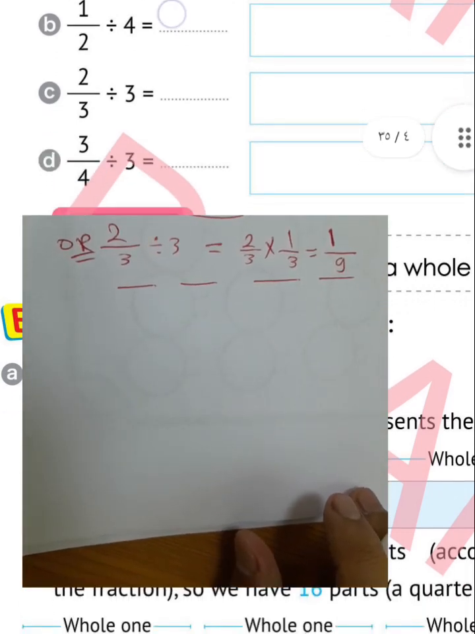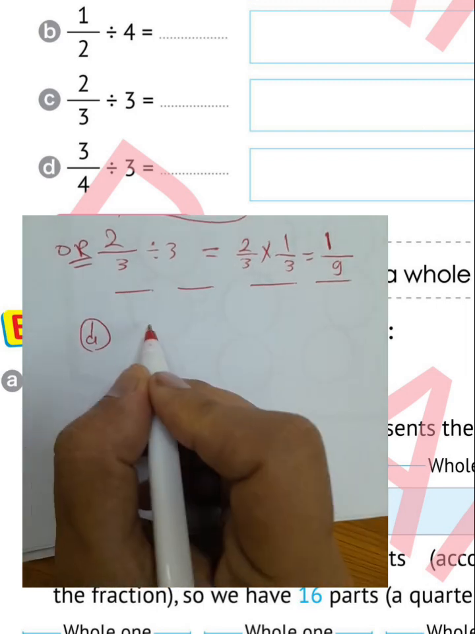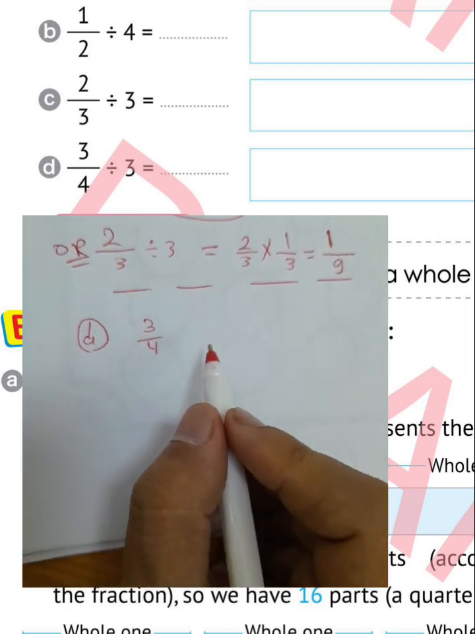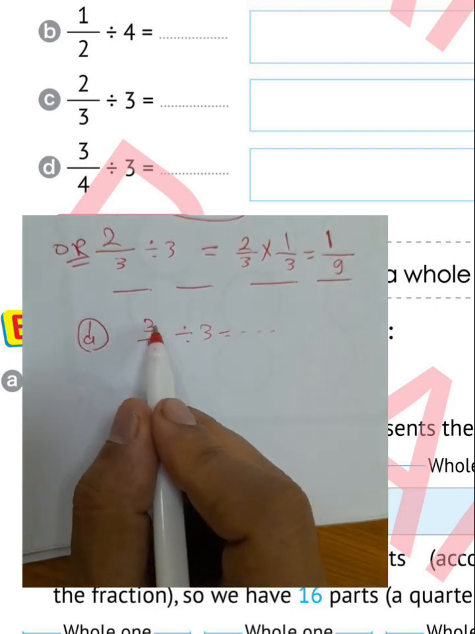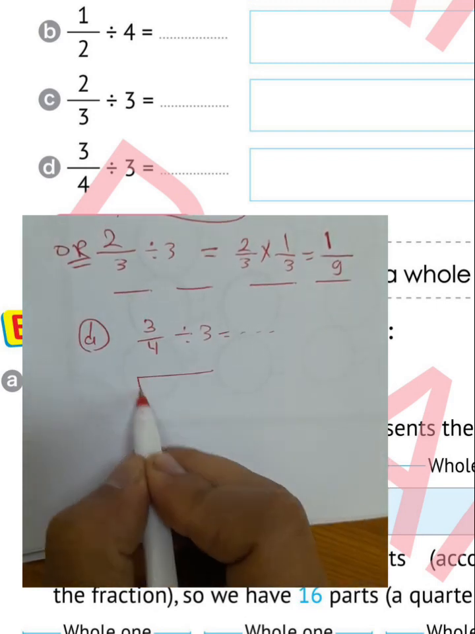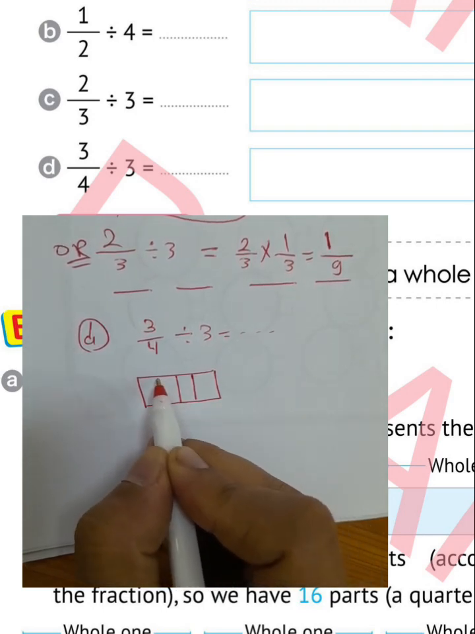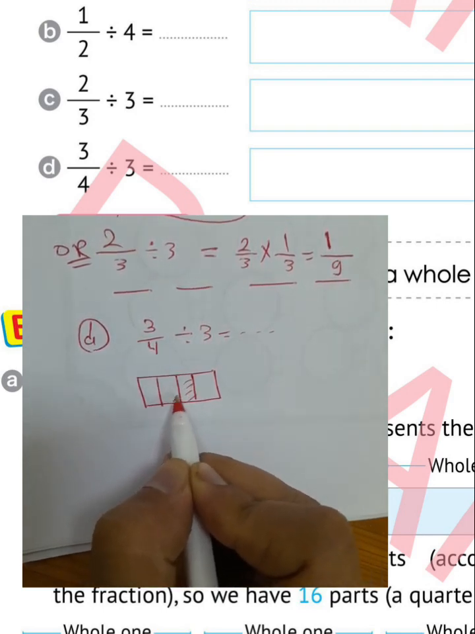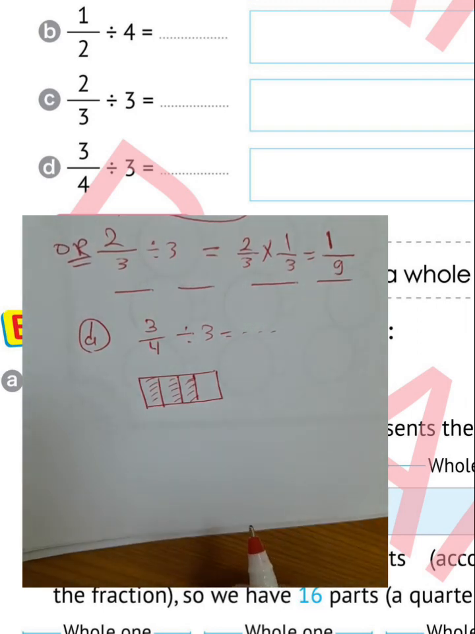Next question, letter D. 3/4 divided by 3. First, we have three parts colored from four parts. I will draw here the dividend. Four parts and color three parts from four parts.